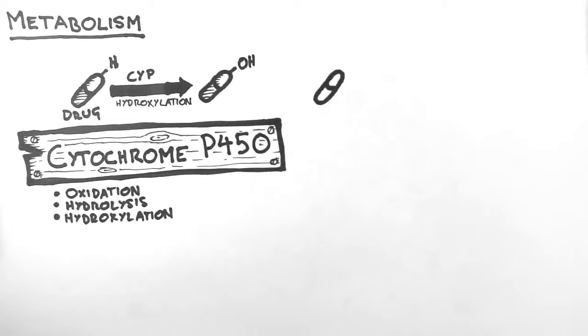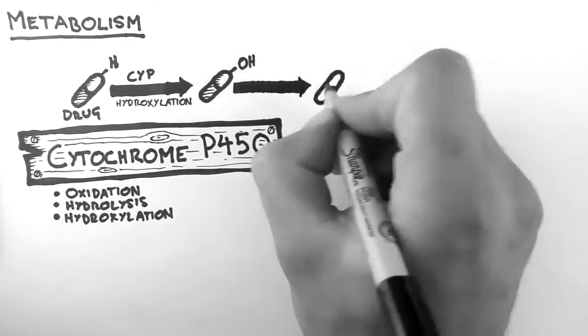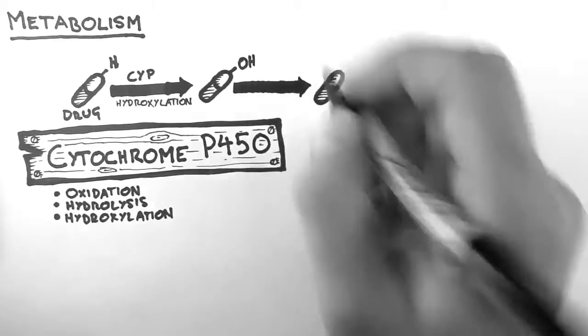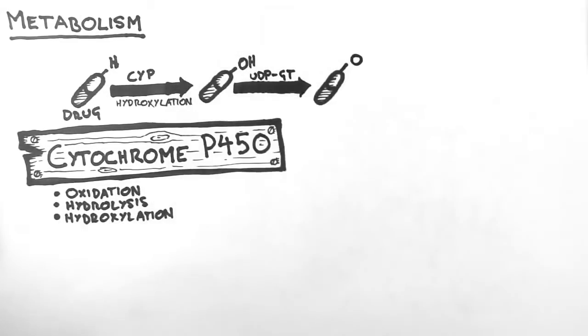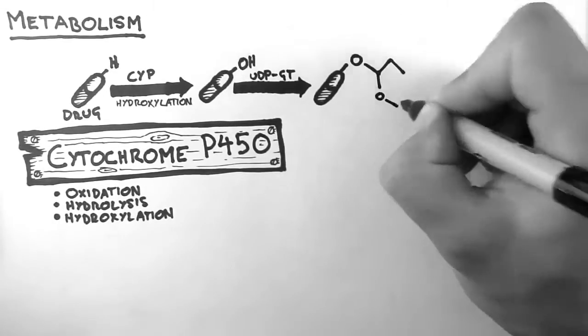But metabolism doesn't stop there. The presence of this new hydroxyl group creates a target for much larger molecules to be attached. There are many enzymes which can act upon this newly formed group. Here we will look at a common one, UDP glucuronyl transferase. Through the action of UDP glucuronyl transferase, a large glucuronic acid group is attached to the drug.